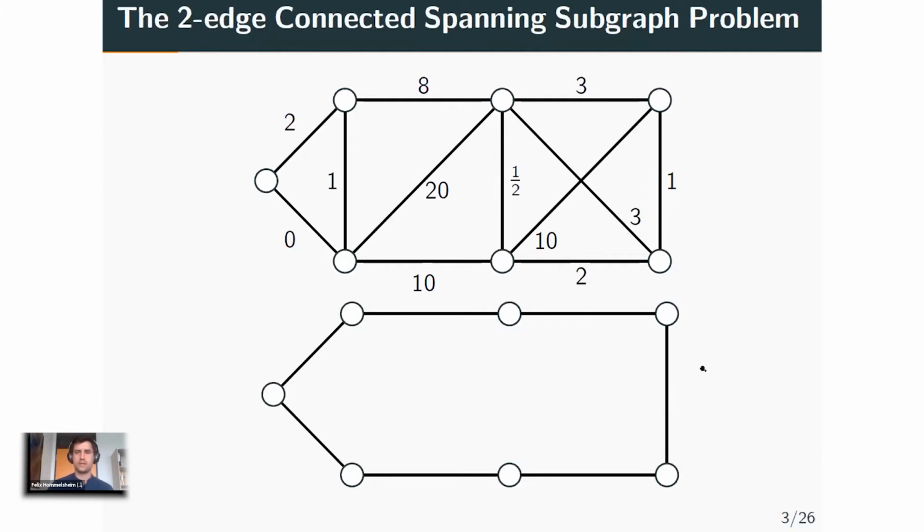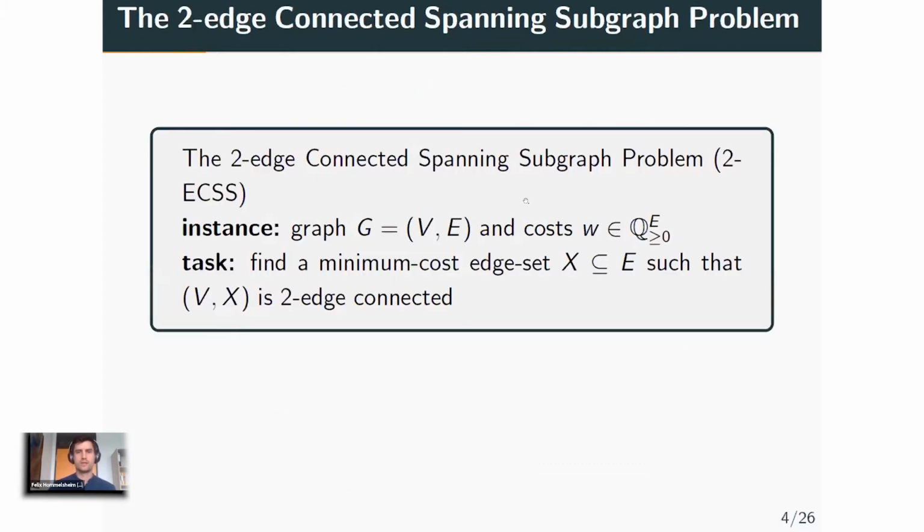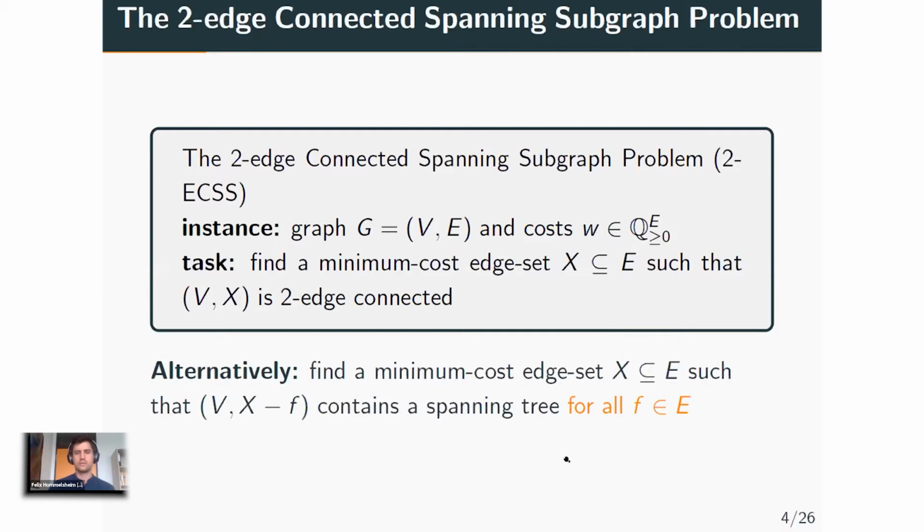Which means that no matter which single edge you delete, like this one here, you still have at least a spanning tree remaining. The formal definition of this problem is, again, we are given a graph and the edge weights, and we would like to find the minimum cost set of edges x, such that the graph (V, x) is 2-edge connected. Alternatively, you can also define the problem as follows. You want to find a minimum cost edge set x such that (V, x minus f) contains a spanning tree for all edges f in E. Which means no matter which single edge you delete from your graph, you still have a spanning tree.